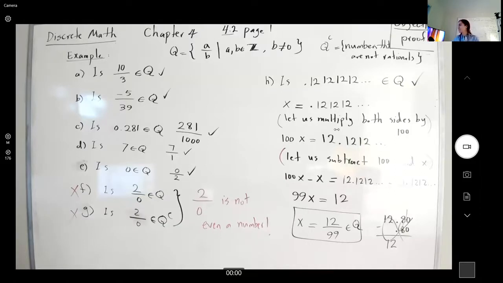Perfect. So let's see, what do I have here for you? Some properties of rational numbers, and then just a quick introduction into divisibility.